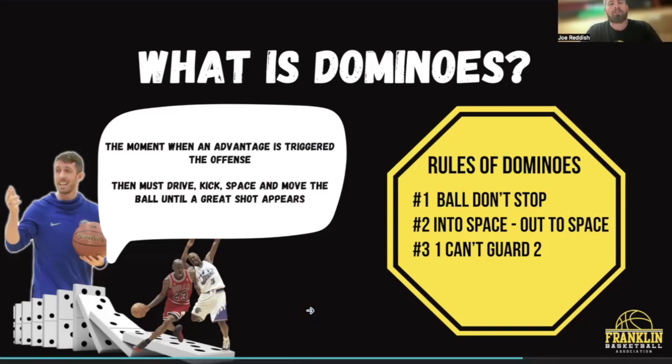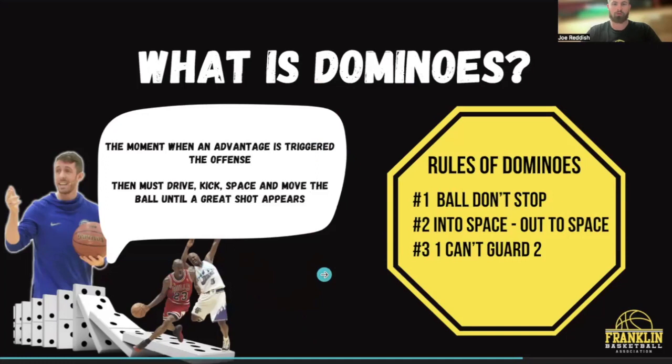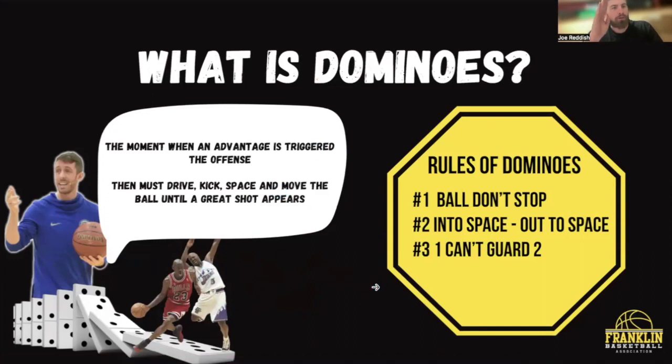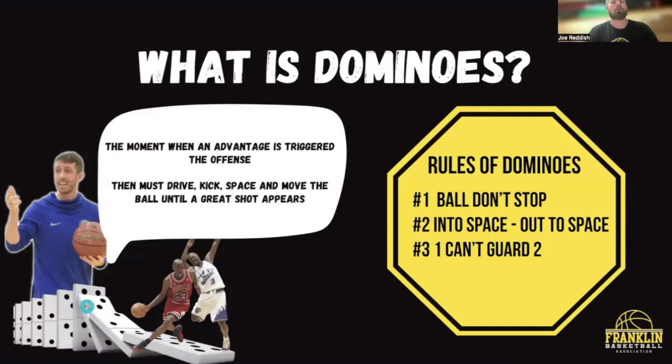The moment an advantage exists, the moment an advantage is triggered, the offense must drive, kick, space, and move the ball until a great shot appears. If you have a look down here, Michael Jordan has beaten his defender. The moment he has beaten his defender, the first domino has fallen, and it hits the other dominoes. Once the first one is triggered, the role of the offense is to drive and kick and move into space. We want the dominoes to stop falling once we've found the best shot possible.